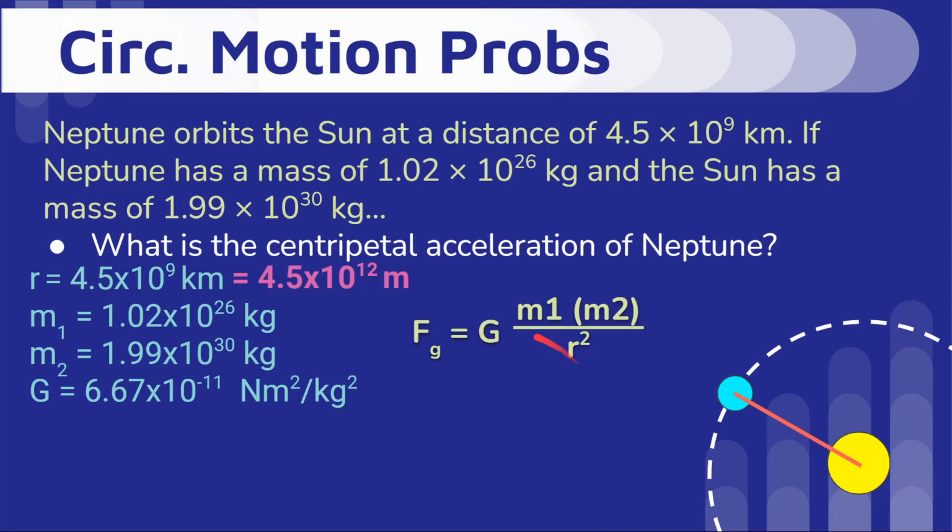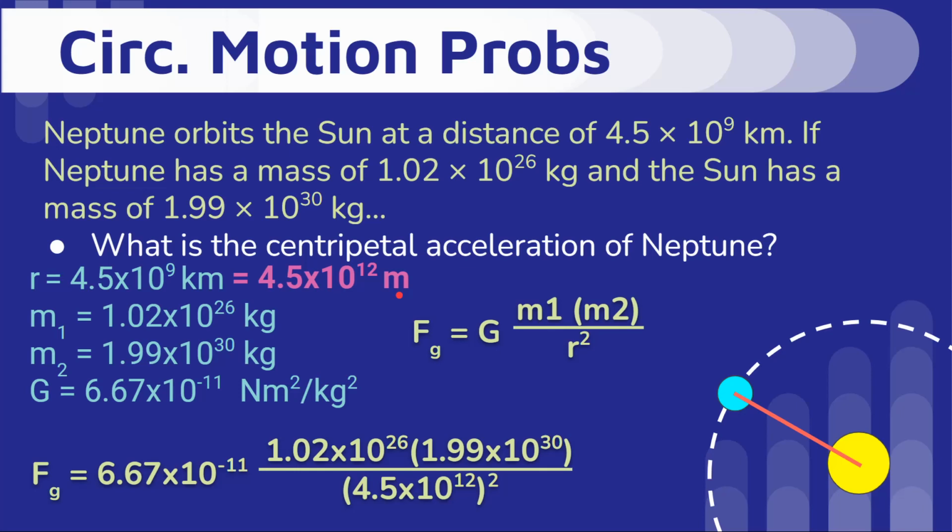But we can't leave it in kilometers. So there are 1,000 meters in a kilometer, so if I want to convert it to meters, I simply multiply by 1,000, and this is my new value in meters. So when I substitute in, it looks like this. Again, I would recommend that you try typing this in your calculator just to make sure you still remember how to do it and that you're not making mistakes with entering it into the calculator. So I have 6.67 times 10 to the negative 11th.